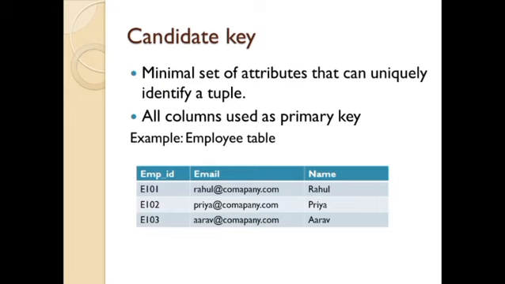Next is a candidate key. A candidate key is a minimal set of attributes that can uniquely identify a tuple. Minimal means only the necessary columns needed to uniquely identify each tuple. All columns that could be used as a primary key and that can uniquely identify each record in a table are called candidate keys. In the employee table, employee ID and email ID can be used to uniquely identify each row. That means both are candidate keys.